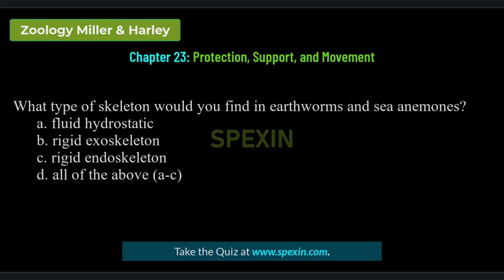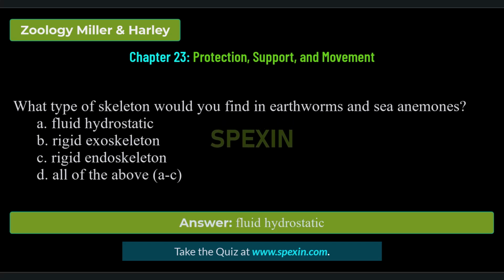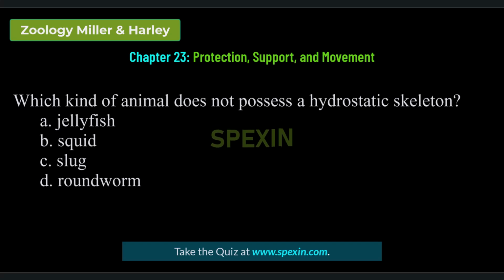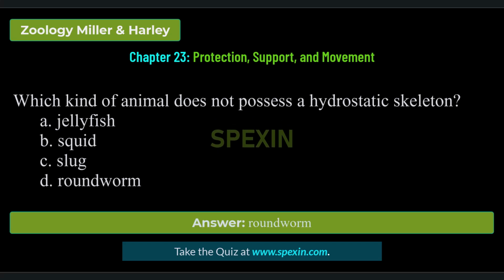What type of skeleton would you find in earthworms and sea anemones? Fluid hydrostatic, rigid exoskeleton, rigid endoskeleton. All of the above. Correct answer: fluid hydrostatic. Which kind of animal does not possess a hydrostatic skeleton? Jellyfish, squid, slug, roundworm. Correct answer: roundworm.